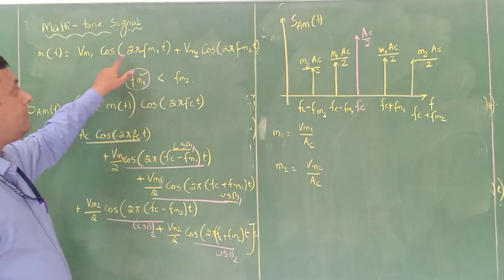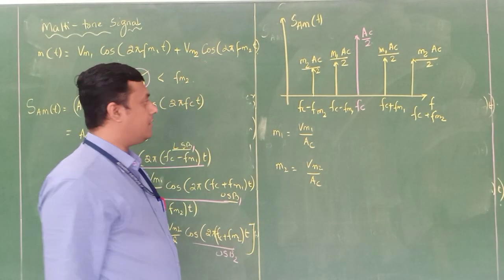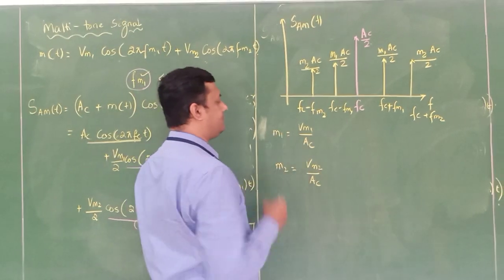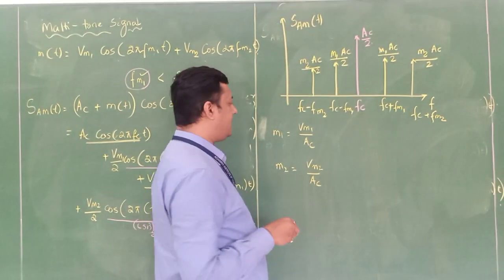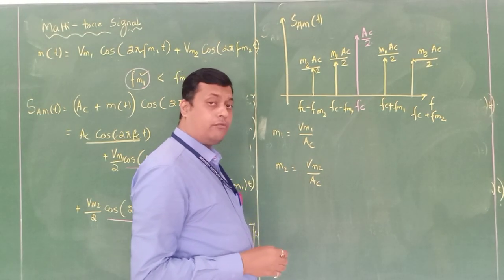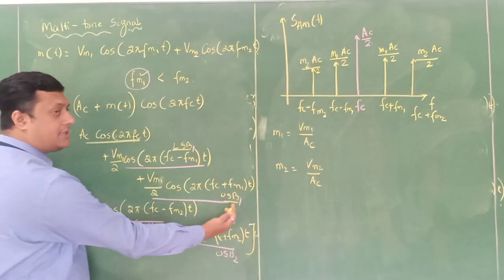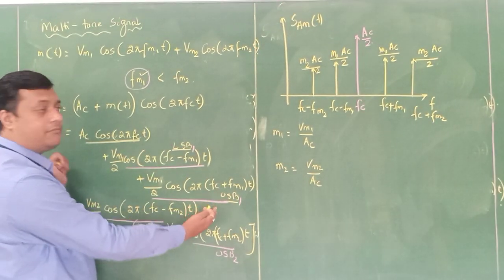M1 and M2 is the modulation index corresponding to the second component. Okay. Now there are two things that will come into the picture. If there are two different modulation indices, what will be the net modulation index for this AM signal, for this multi-tone AM signal?